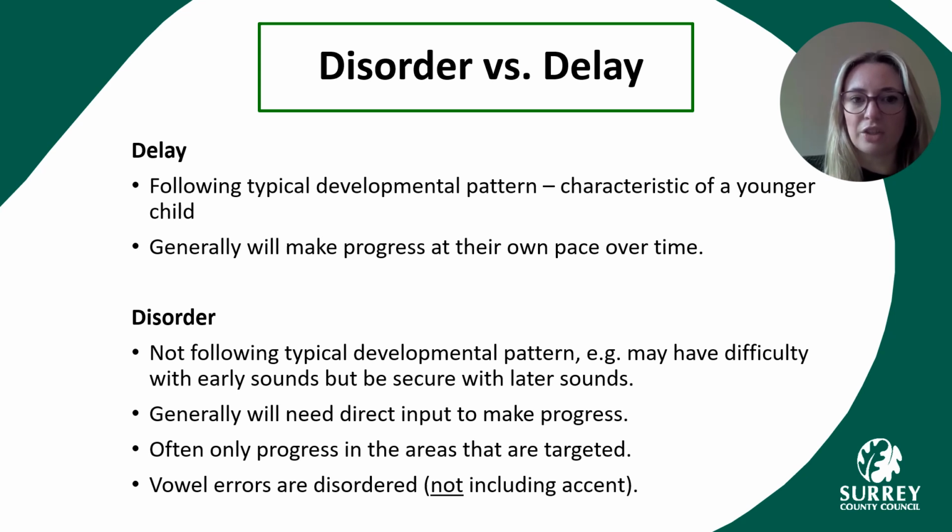Disorder is where the children are not following the typical pattern. For example, they might be able to do later developing sounds such as j and l, but not early sounds that we might hear in babble such as m or b. Or there are vowel errors or less common patterns in their speech. These are the children that often will need direct input to progress.